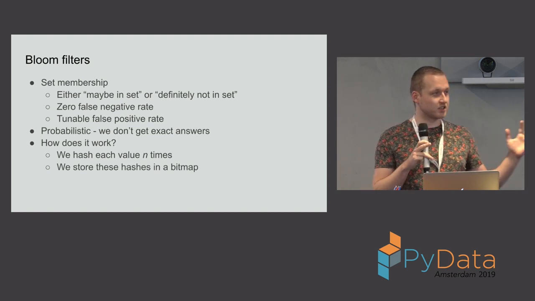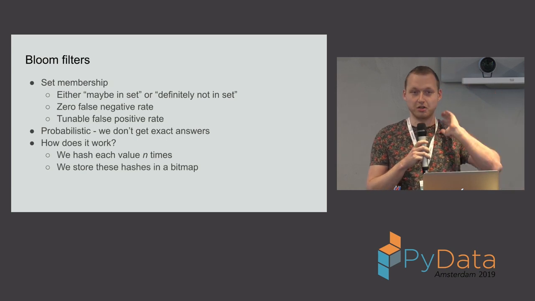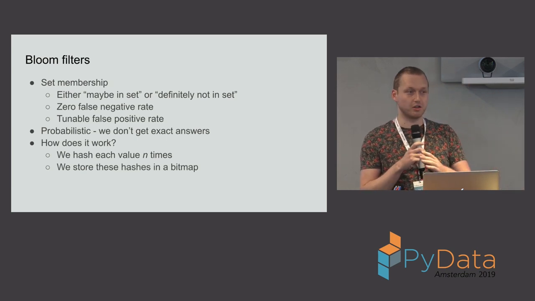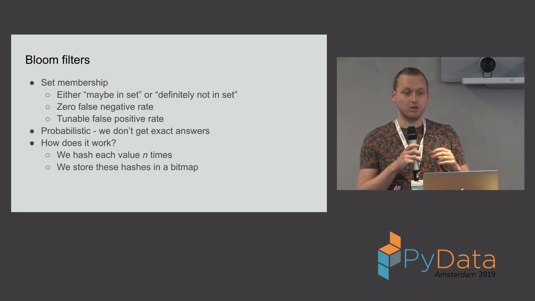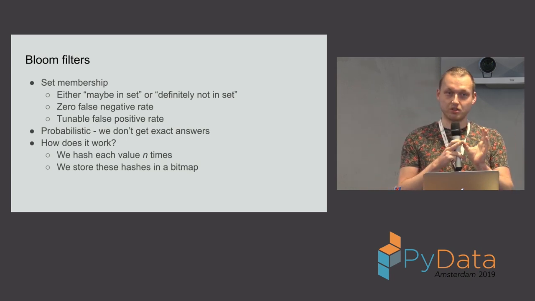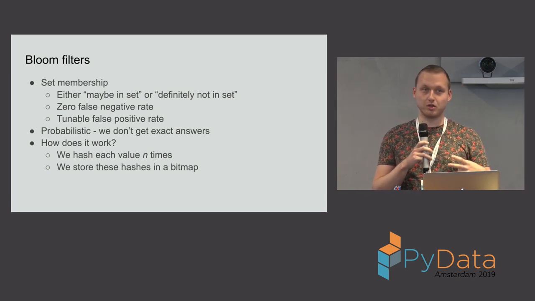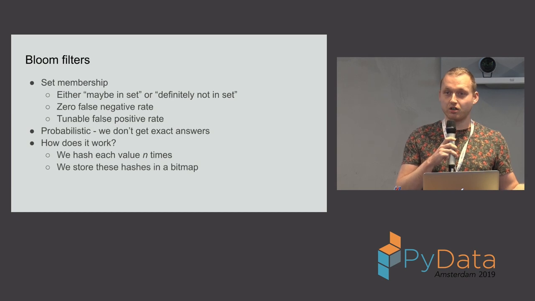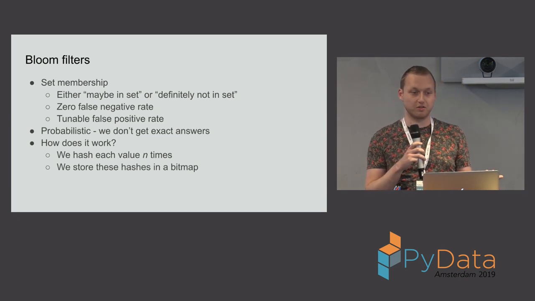The way it works is that it gives you two kinds of answers. You treat it as a set, a set of values. Let's say you've got a caching service, and you want to cache 1 million objects, and you want to see which objects you've cached. You could save all the individual keys in some sort of a tree structure, and then you look it up. But then this data structure grows linearly with the number of keys that you've got saved.